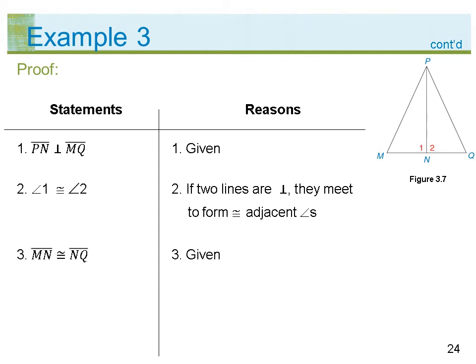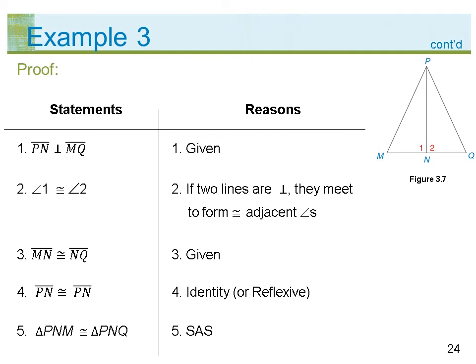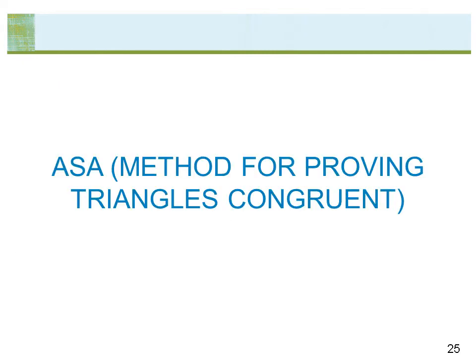Statement number 3. Line segment MN is congruent to line segment NQ. Reason number 3, given. Statement number 4, line segment PN is congruent to line segment PN. Reason number 4, identity, or reflexive. Statement number 5, triangle PNM is congruent to triangle PNQ. Reason number 5, side angle side.